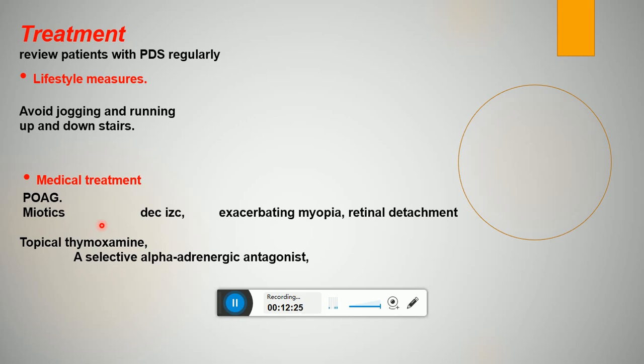in short-sighted eyes. Topical thymoxamine. It is a selective alpha-adrenergic antagonist. Induces miosis without causing spasm of accommodation, but is also poorly tolerated as it causes irritation. So topical thymoxamine.